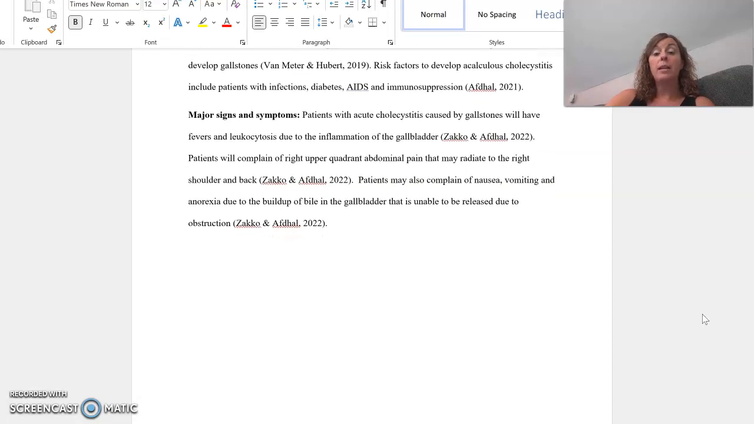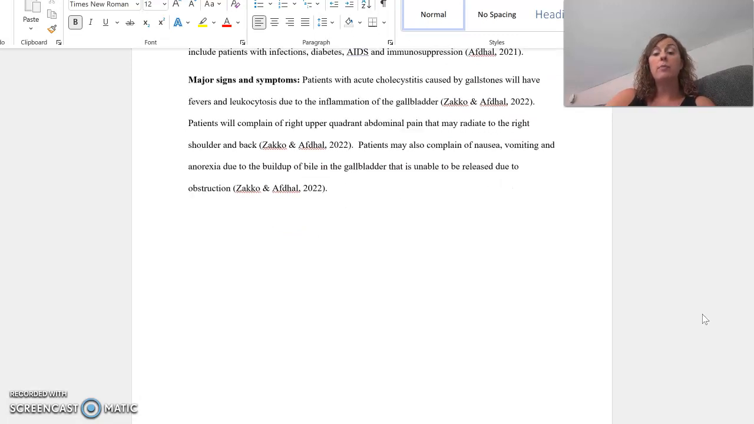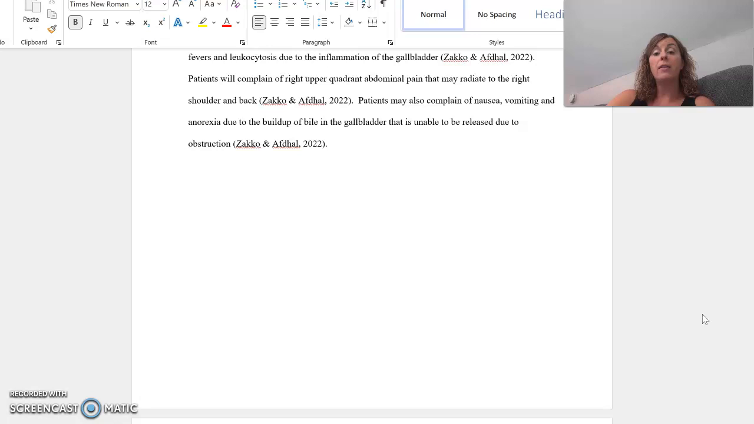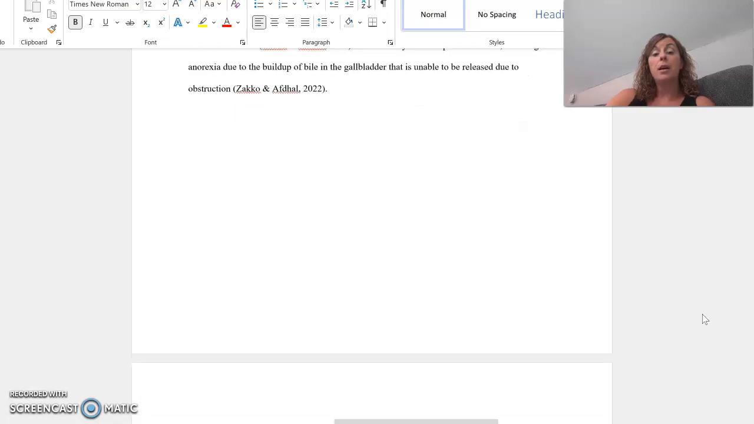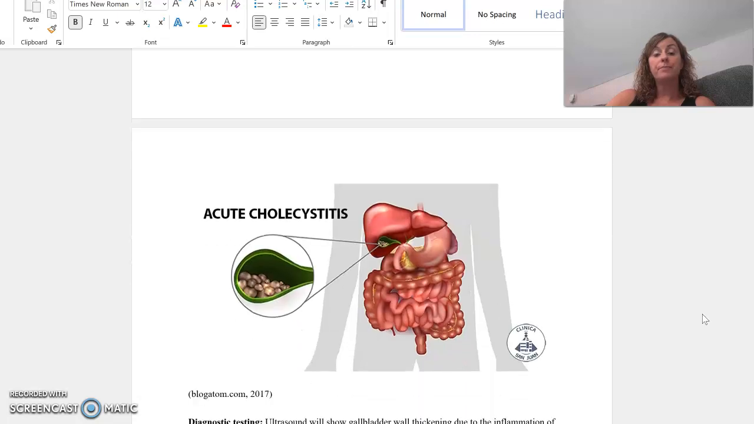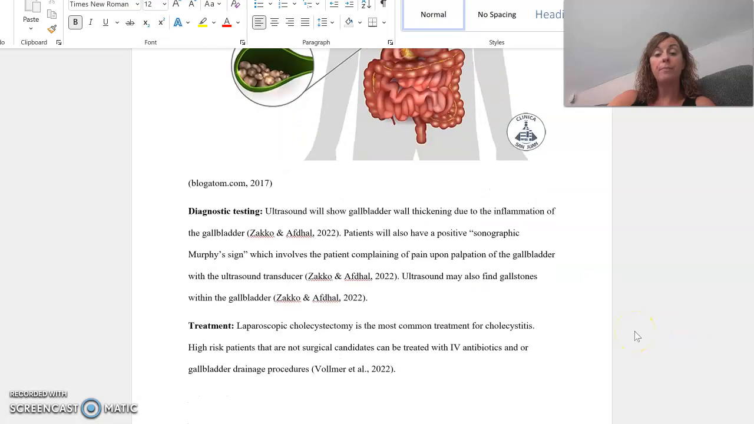The abdominal pain is at the right upper quadrant where the organ is located, and it can radiate into the shoulder and back. Patients can also complain of nausea and vomiting and anorexia due to the buildup of bile in the gallbladder and the inability for the bile to be released. So here's a picture of the organ, the gallbladder itself, which is, like I said, situated right underneath the liver, and these little stones that block the flow of bile.